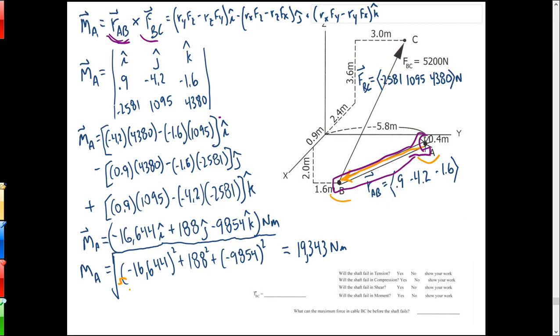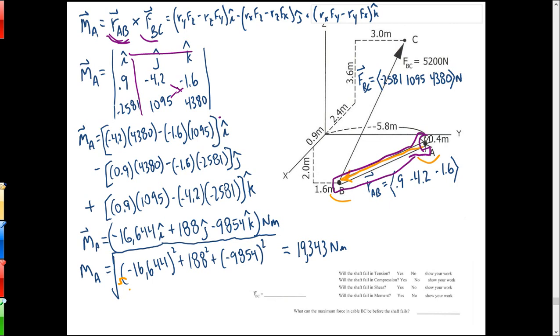I use determinants because that's how I learned it. However you care to do it is fine with me. So we can go ahead and run that cross. To get the x component, you cross off the first column, top row, and cross what's left. So negative 4.2 times 4380 minus negative 1.6 times 1095.